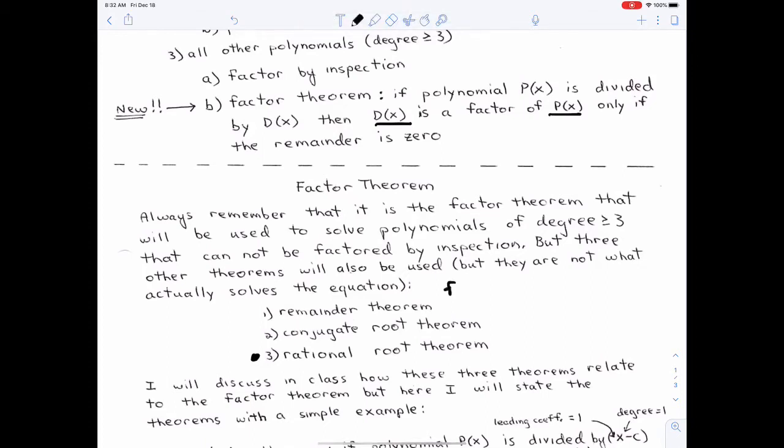Factor P of x equals x to the third plus 3x squared minus 11x plus 2 if 2 is a 0. Or I might have said x minus 2 is a factor.